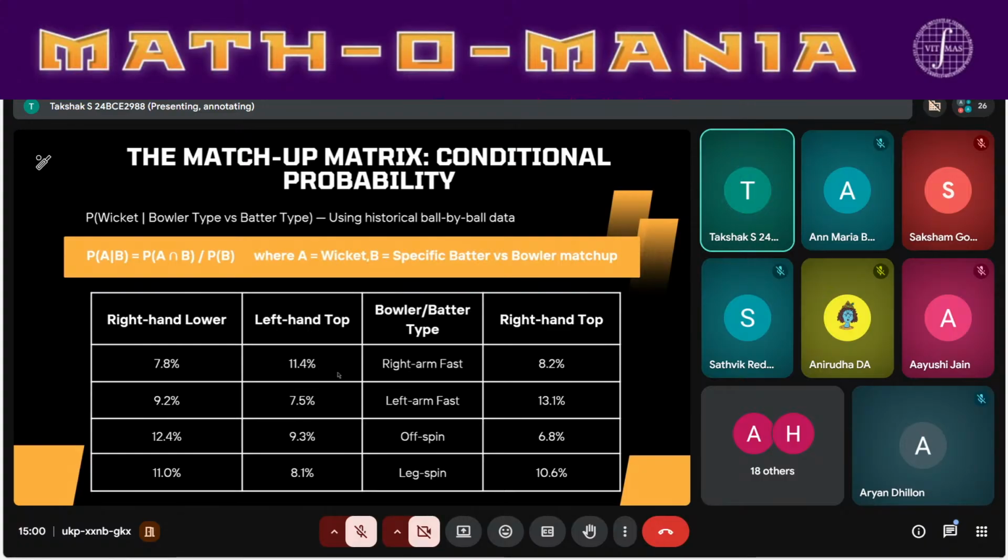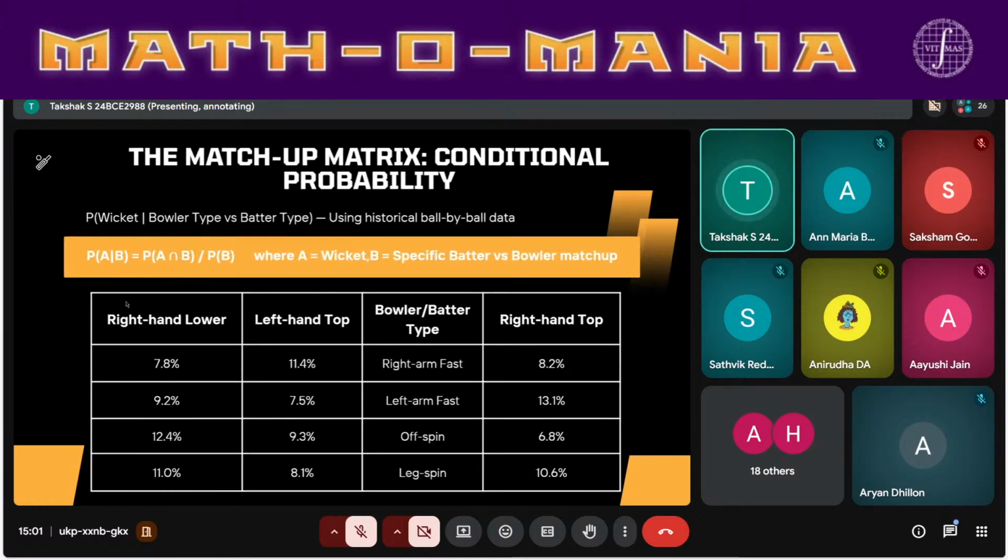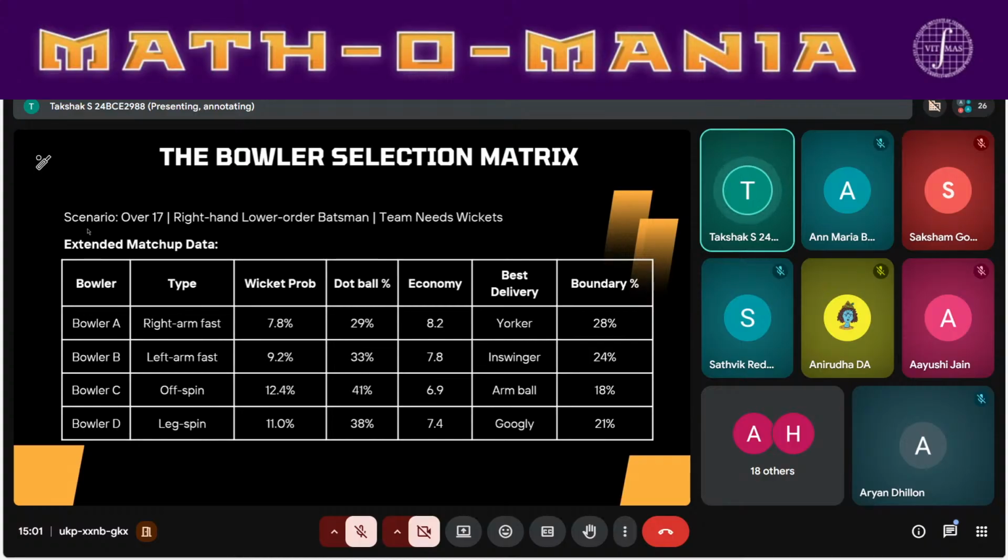and against a left-hand top order batsman, oh what? Yeah, this one. Right hand lower order. Oh, okay. We can go with this scenario here.